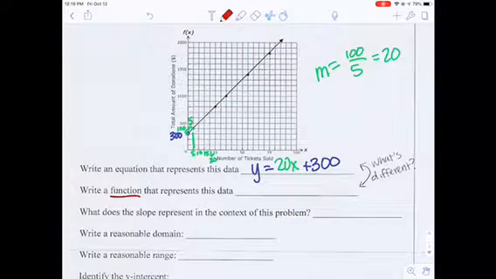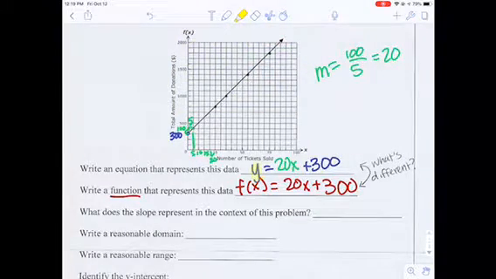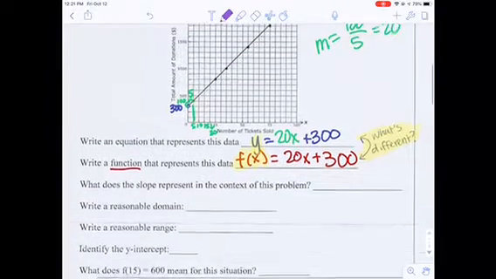Now, when we're asked to write a function, we're going to write the exact same thing, but f of x. So what's the difference, they ask? The difference is what's in the front part. The difference is the y versus the f of x. The slope is still the same. The equation looks the same. The y-intercept is the same. It's just the way we write the beginning part.